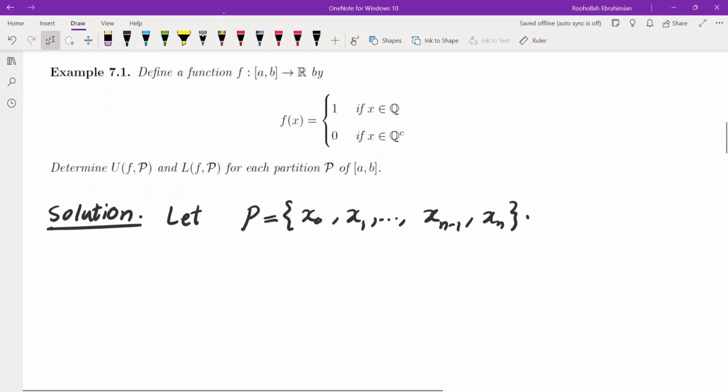So again, I'm gonna let this be the partition. And in order to find the upper sum, I will have to find the supremum over each interval. In order to find the lower sum, I will have to find the infimum over each interval. So, what is the supremum of this function over each interval? In every interval, there is a rational number and there's an irrational number. And that's because of the fact that Q and Q complement are dense.